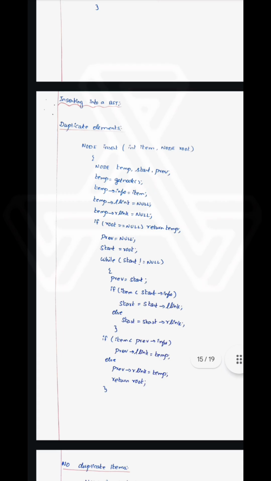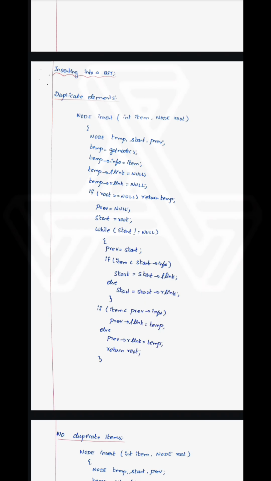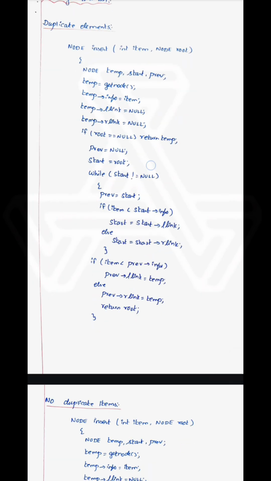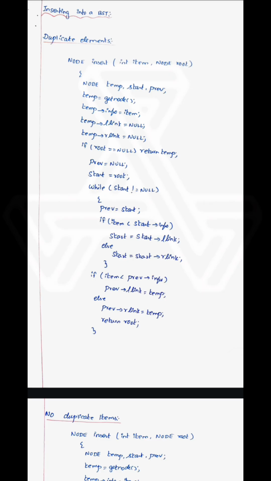Inserting into a BST, where duplicate elements will be there. Node insert(int item, node root). Node temp, start and previous. Temp equals get node, where we are getting the node. Temp info equals item, temp l link null, temp r link null. If root equals null, return temp. Previous equals null, start equals root. While start not equal to null, previous equals start. If item is less than start info, start equals start l link, else start equals start r link.